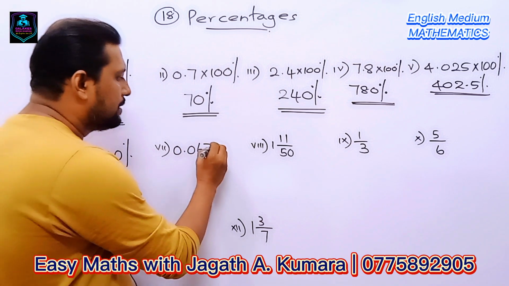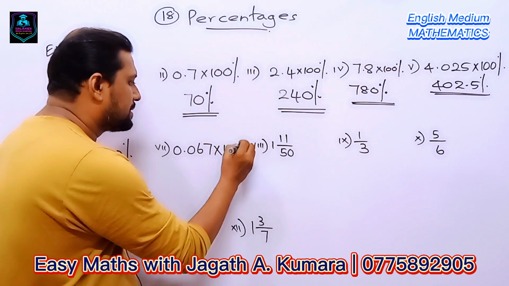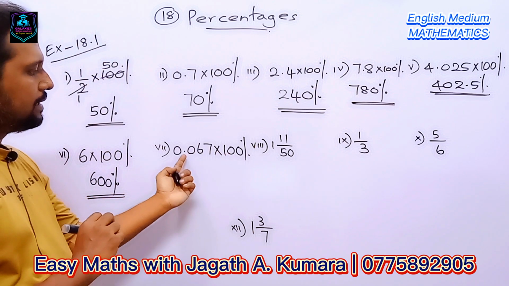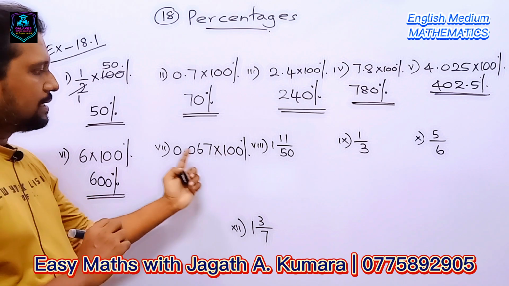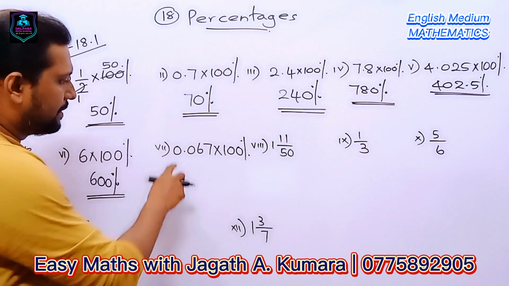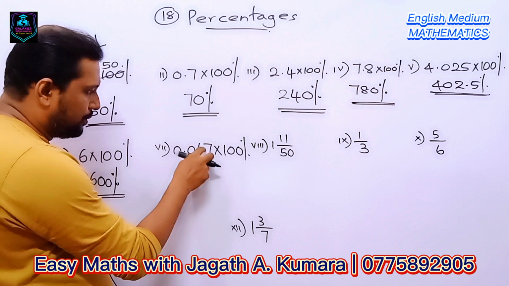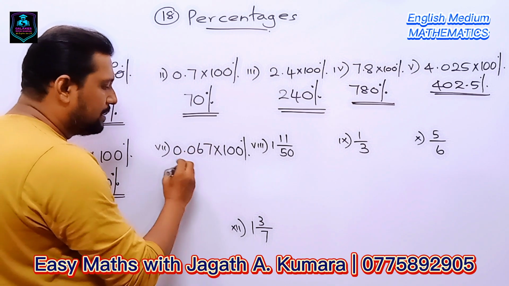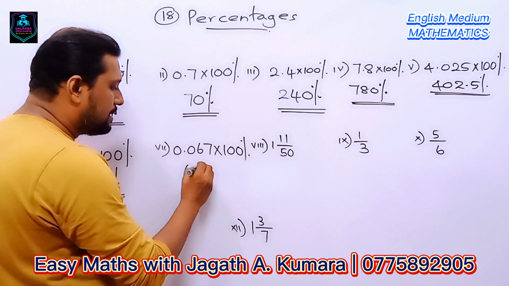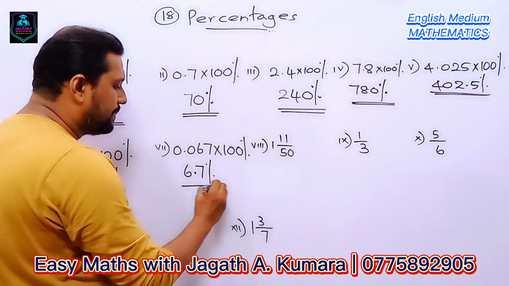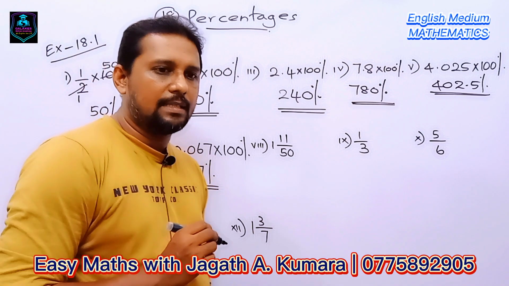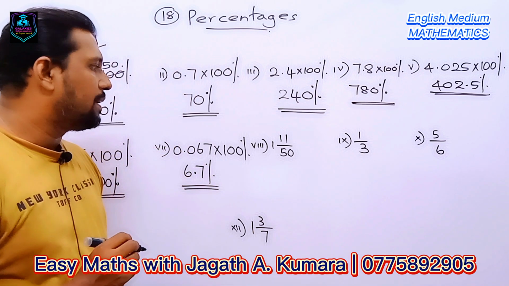Then let's go to the next one. 0.067. Then we can multiply by 100% to convert to a percentage. Then you have to take the decimal point 2 places to your right hand side. 1, 2. Then you have to keep the decimal point between 6 and 7. So the answer is 6.7%. Right, it is the seventh part answer.